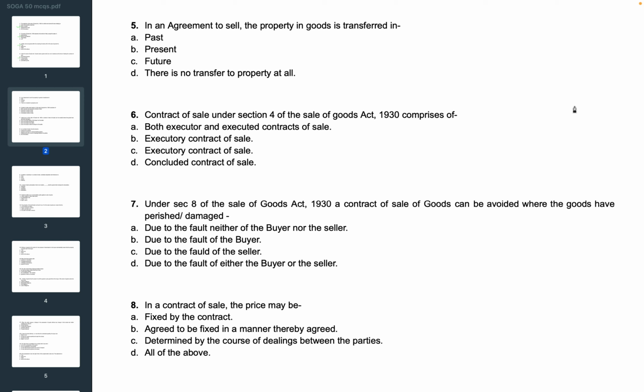Next question. In an agreement to sell, the property in goods is transferred in. The options are A. Past, B. Present, C. Future, D. There is no transfer of property at all. The correct answer is C. Future.